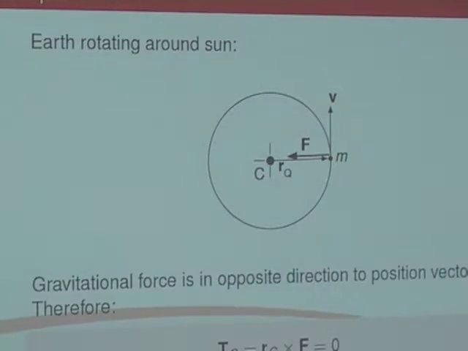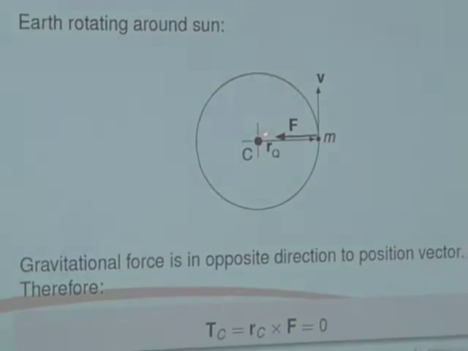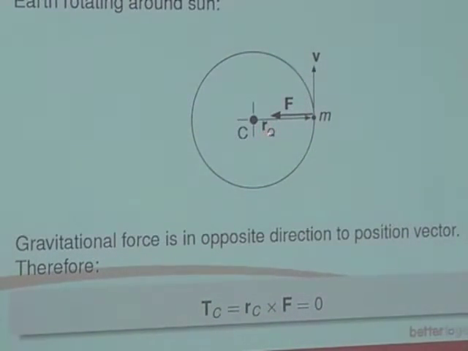Well, the torque is going to be RC, like I said, that should be C, not Q, cross F. Now, what's the angle between RC and F? No, it's not 0. RC is in this direction, F is in this direction. What's the angle between them? 180. What's the sine of 180? Basic trick, guys. 0, exactly. So for the Earth rotating around the Sun, there's no torque being applied to the Earth.